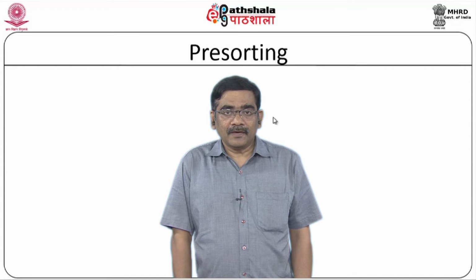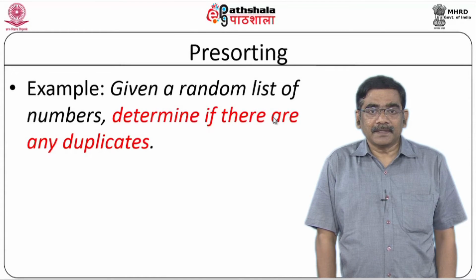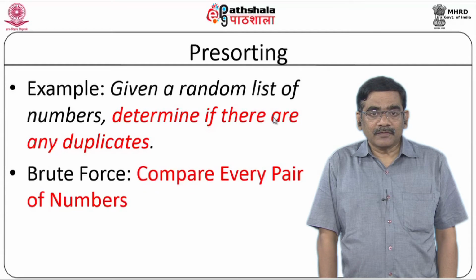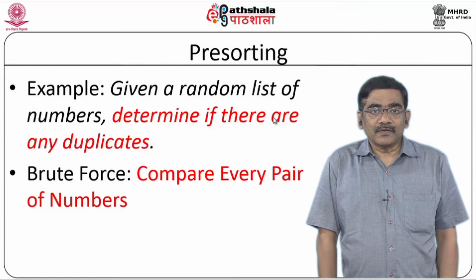One example of this is called the presorting method. The presorting problem can be formally stated like this: given a random list of numbers, we have to check if there are any duplicates. Duplication checking is one of the applications of presorting, where we can sort the elements to check for the duplicates. How can we check the duplicates of numbers? For checking the duplicates, we have to compare every pair of numbers, and if the comparison gives the same result, we can conclude that there are certain duplicates.